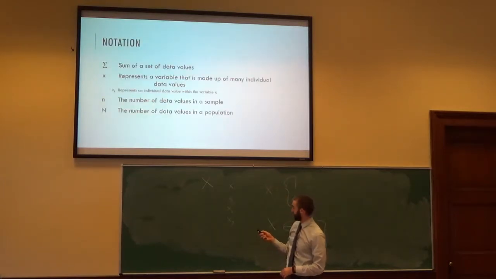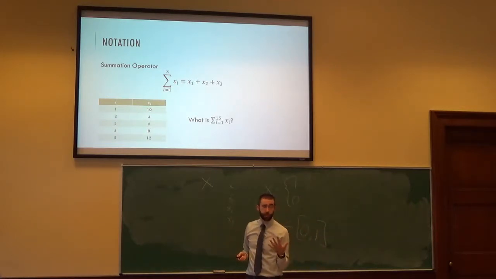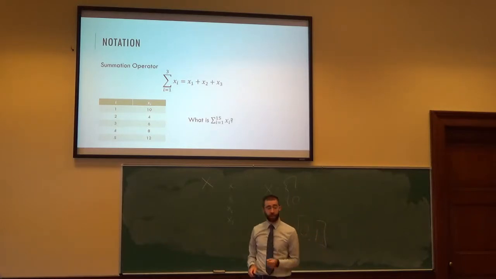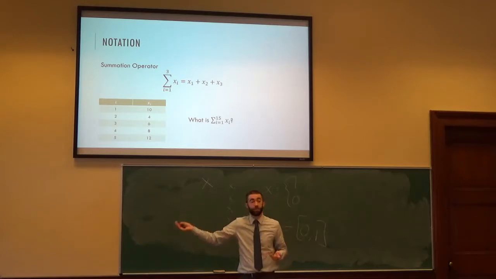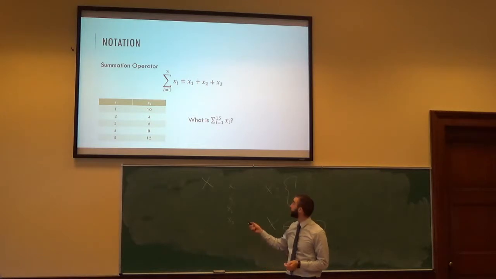Our first little data set did a nice job of illustrating this. Let's imagine I have a data set on 5 individuals and I have their wages, how much money they make per hour. Person 1 makes $10 an hour. Person 2 makes $4 an hour. Person 3 makes $6 an hour. Person 4 makes $8 an hour. The wages, x, that's a variable. It can take different values. Right? It's a continuous variable. It can take any value from 0 potentially to infinity. Okay.